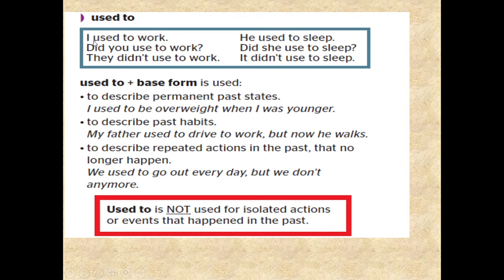Watch that. The phrase used to is followed by the infinitive. I used to work. He used to sleep. For the question, did you use, without d. Did you use to work? Did she use to sleep? For the negative form, they didn't use to work. It didn't use to sleep.